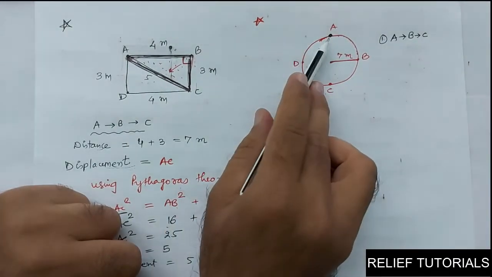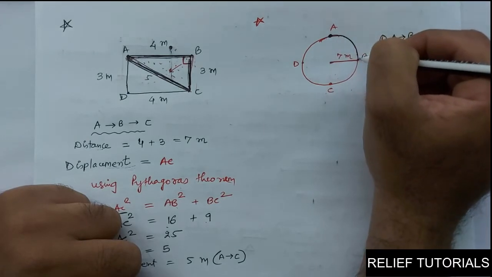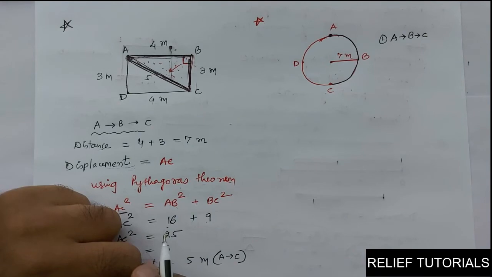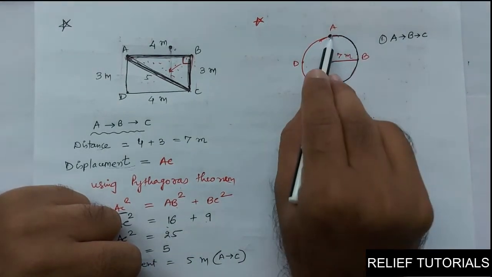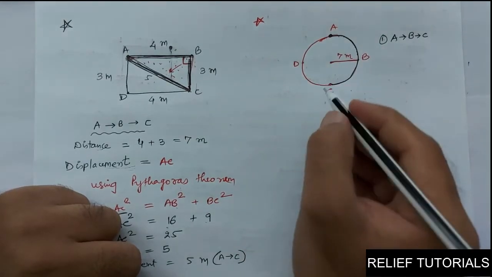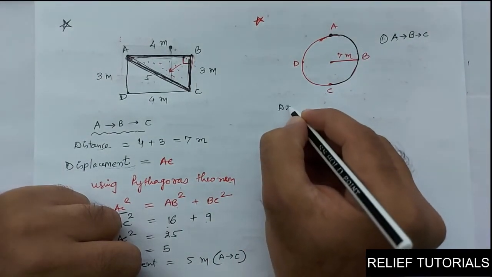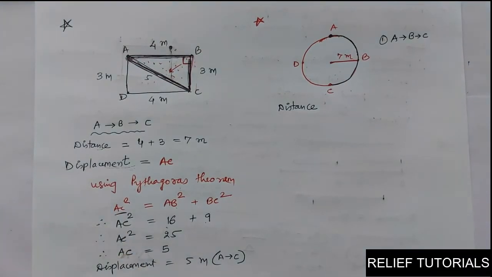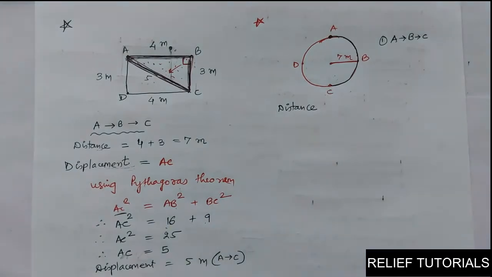He jogs from A to B. He is following the circular path A to B to C. So this is the path followed by the particle in motion. So you have to find again two things, distance and displacement. So what is distance? Distance means length of the path. You have to measure the length of this path.